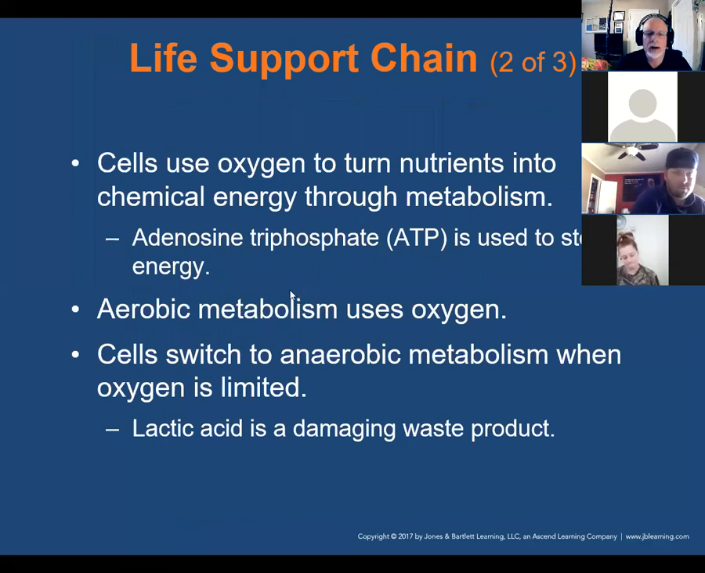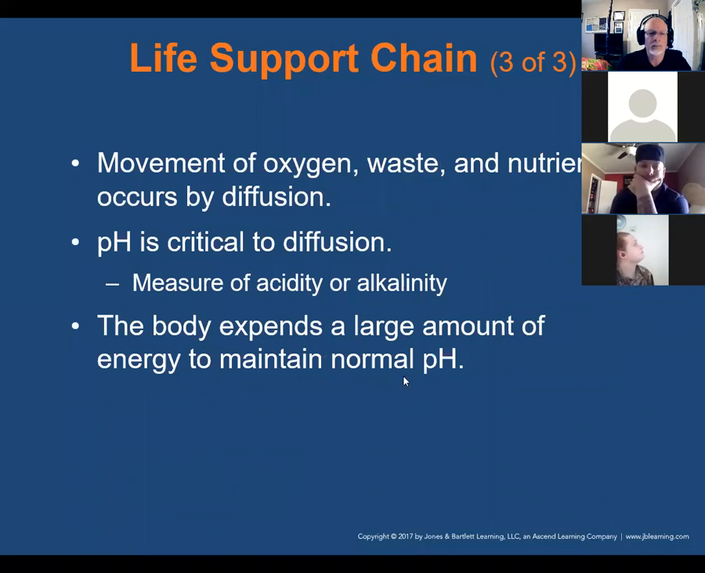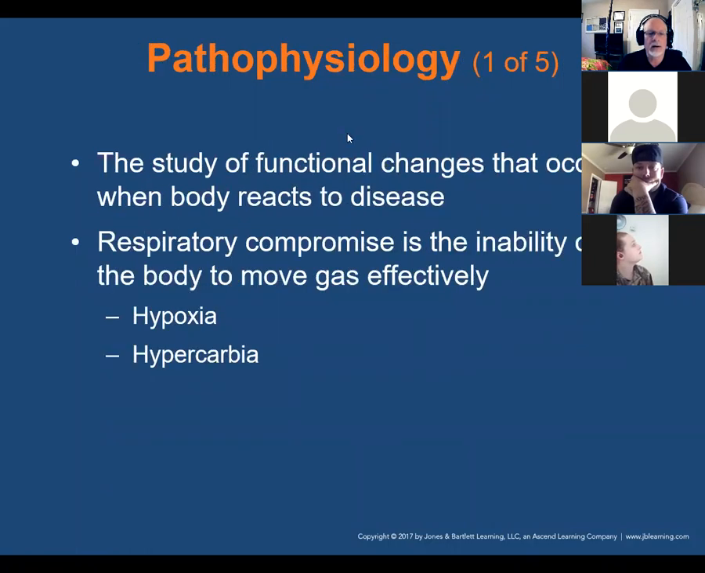Aerobic metabolism, that is perfusing tissue with oxygenated blood, and anaerobic metabolism is when you don't have blood present. ATP is the energy that your body uses to function at the cellular level. Aerobic metabolism produces 32 ATP, 2 ATP in anaerobic metabolism. pH is the acidity or alkalinity of the blood. We'll talk more about that later.